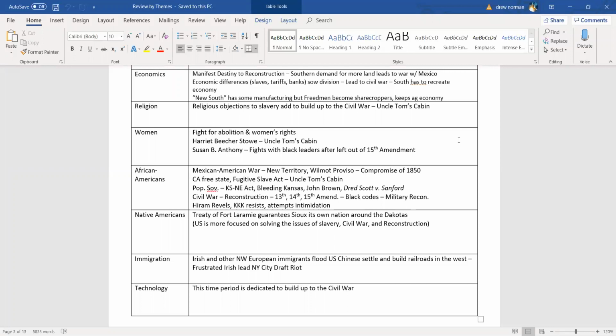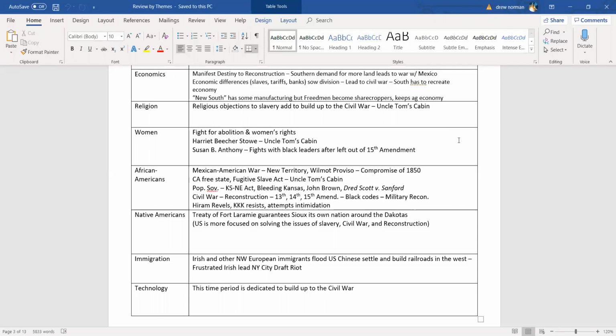Then Uncle Tom's Cabin sparks debate over slavery as a whole, especially the dividing of families, like Uncle Tom's family was divided in the book. Popular sovereignty is the idea that states should be allowed to choose their own laws. Specifically in this case, states had the right to choose whether it was slave or free, which is what the Kansas-Nebraska Act was, which led to Bleeding Kansas.